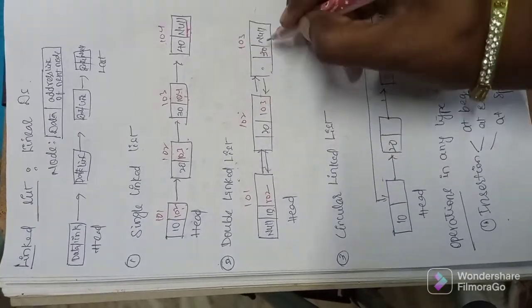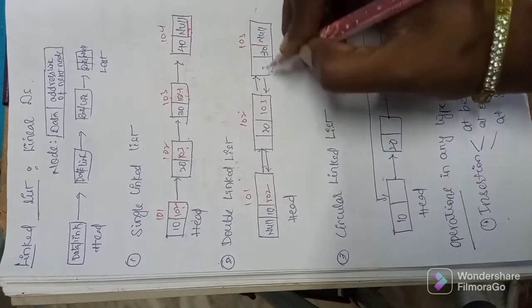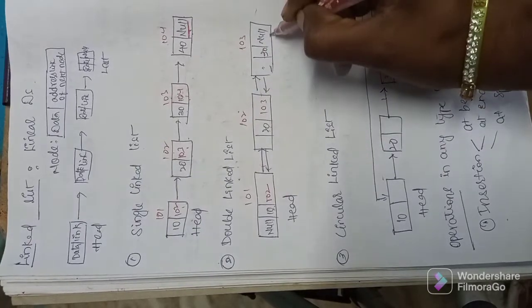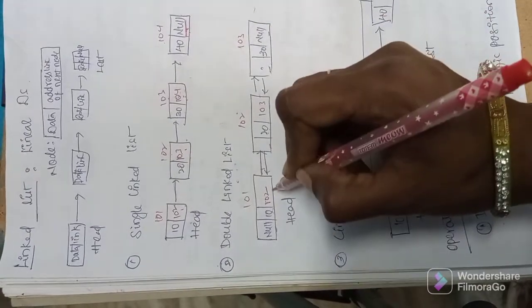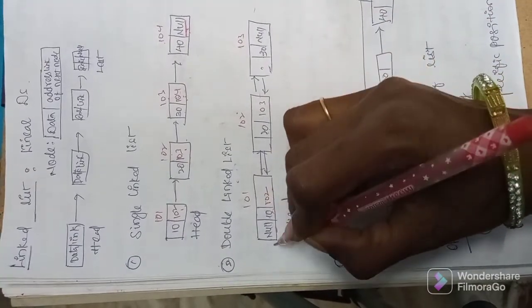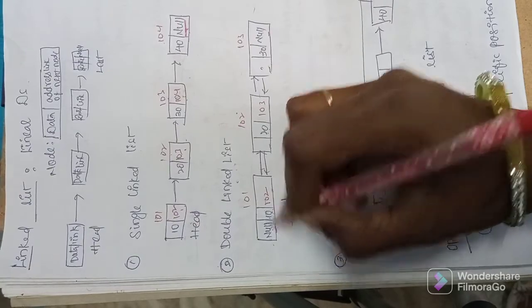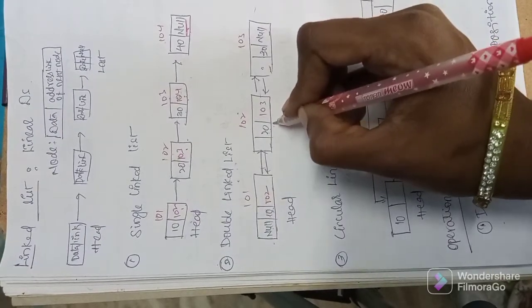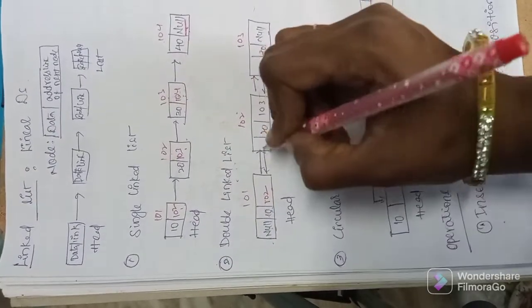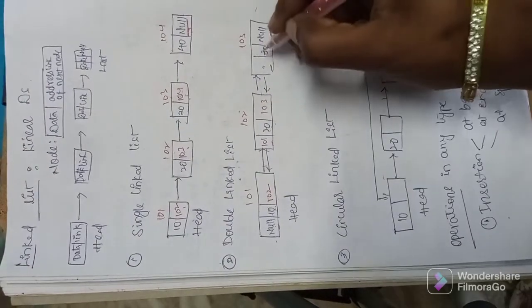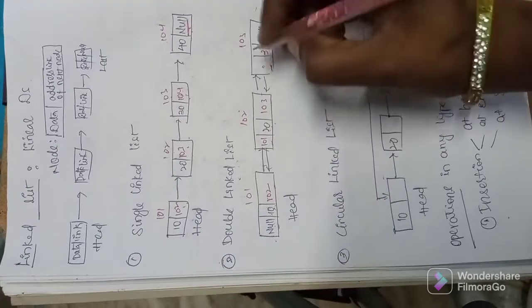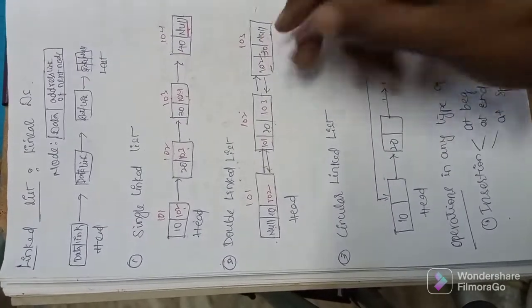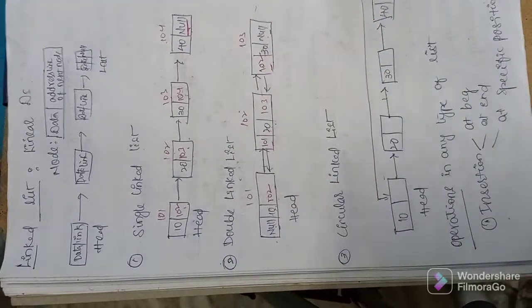Now come in reverse. Here is a previous node address and a next node address, previous node address, next node address, previous address, next node address. For the first node there is no previous node, so we write null. For the second node, 102, the previous node is 101, so you store 101 here. And for 103, the next node is not there, so I am writing null. The previous node is 102. In this way you can travel in both directions in the double linked list.